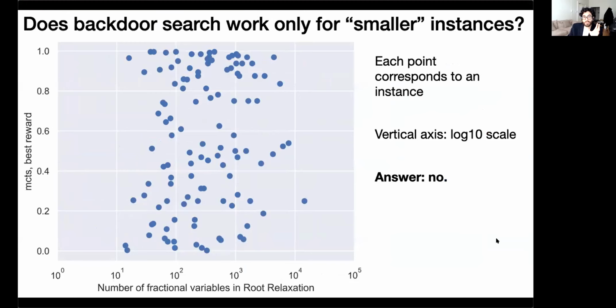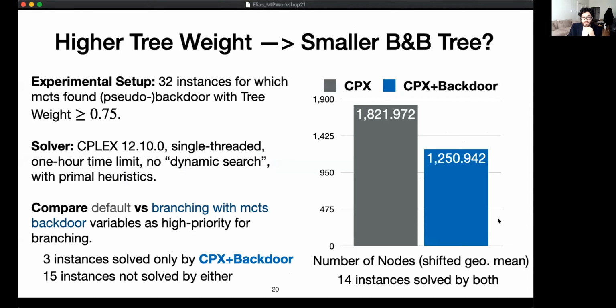And we find that the success of this procedure also doesn't depend on there being a small number of variables. So even when there are many fractional variables in the root LP, these approaches can find small sets that give you almost a complete search tree. And you can take these small backdoors and run them with CPLEX, tell it to prioritize branching on those. We've done that on a small subset and observed a reduction in the total number of nodes in the branch and bound tree. So actually, even if you take 8 variables, which are close to being a backdoor, and you just prioritize branching on that, you can do better than the default solver.